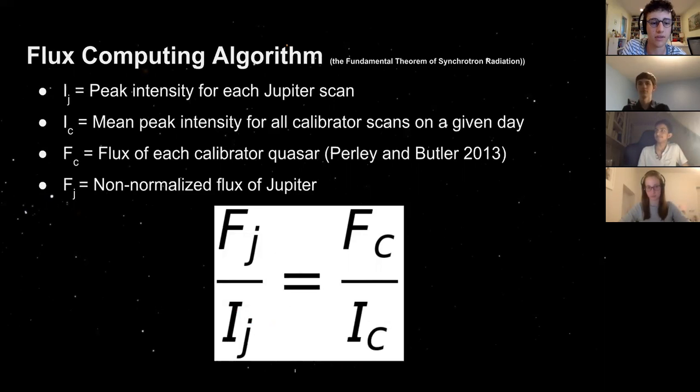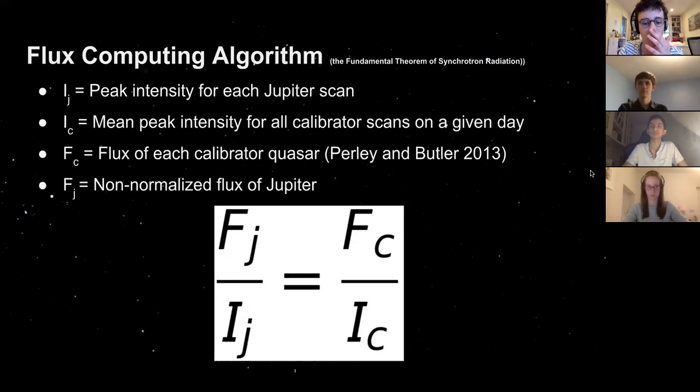Then we computed the flux basically by looking at each of the Gaussian fits and taking that highest peak value, that's the intensity of our source, and then we ran this for both Jupiter as well as a calibrator quasar. Because the intensity doesn't determine the flux, only the ratio between them can be expected to be constant on a particular day, since that's going to be dependent on local weather conditions.